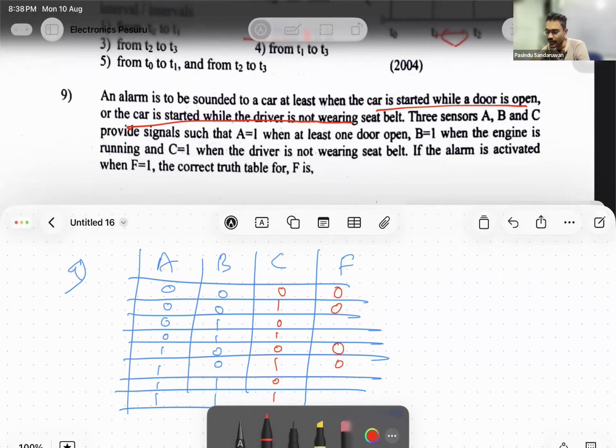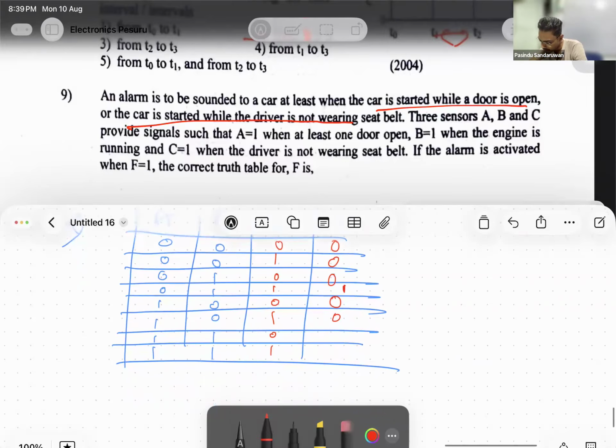Engine is running, but A and C are 0, which means the door is closed and the seat belt is worn. Then no need to sound the alarm, 0. In this case, the engine is running, but C is 1, which means not wearing the seat belt. Then it should be sounding, so it becomes 1. Then the seventh line, 1, 1, 0 means the engine is on, but the door is open. Alarm should be on. And finally, the engine is on, the door is open and the seat belt is not worn. Both instances are satisfied, 1.